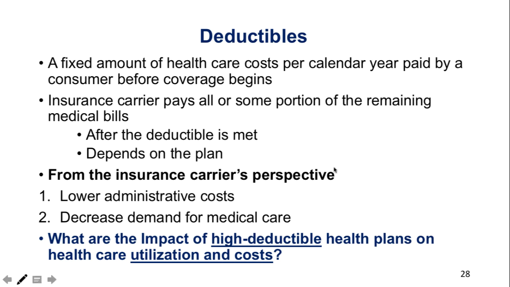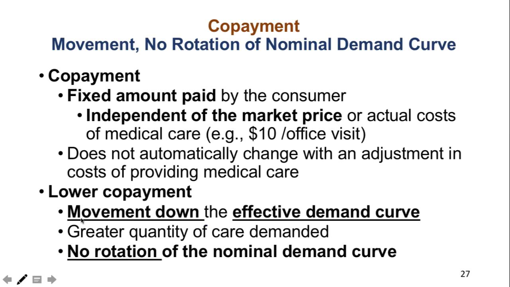Just a correction: when we say movement down, it doesn't mean that a lower copayment is moving down, it means that we are talking about movement along the demand curve. So with a lower copayment, we have greater quantity, and vice versa.